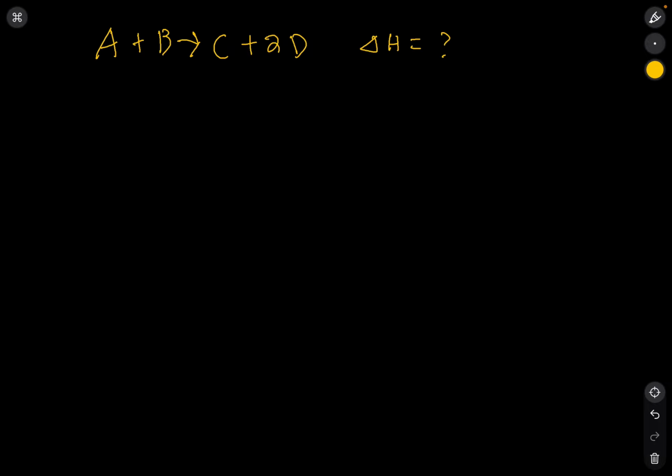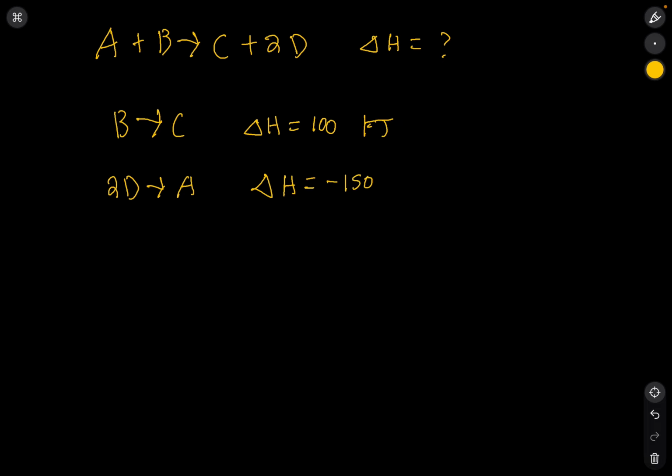So now, let's say that to turn B into C, the total enthalpy change would be 100 kilojoules. And then let's say to turn 2D into A, the total amount of enthalpy, or the kilojoules, is equal to negative 150 kilojoules.